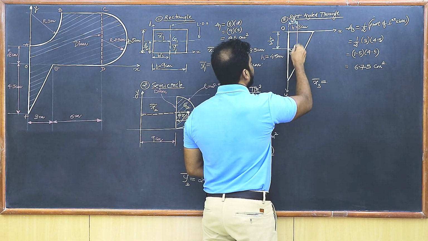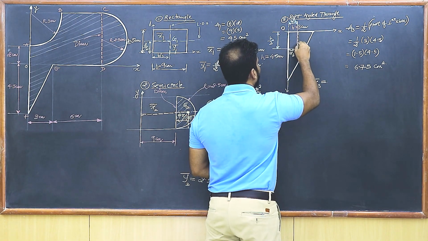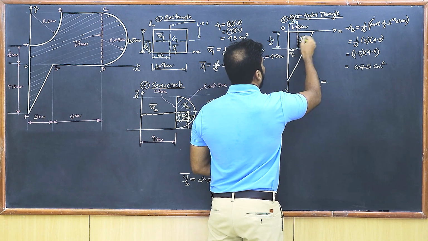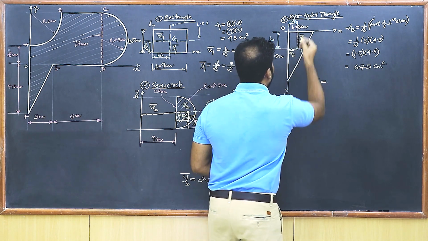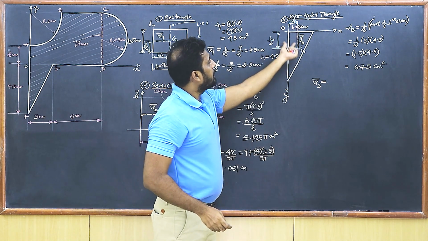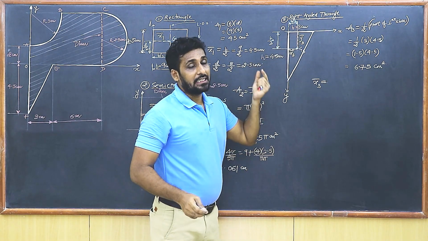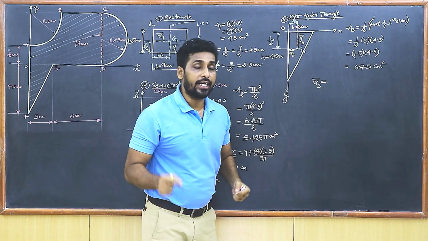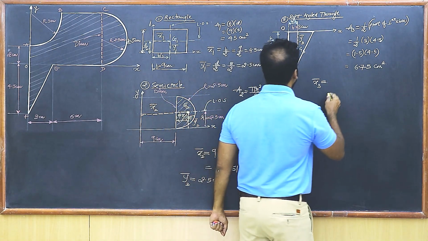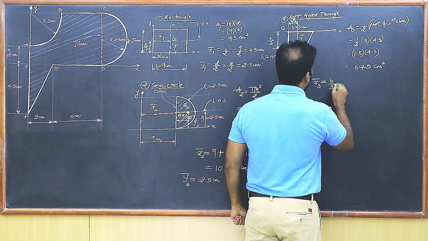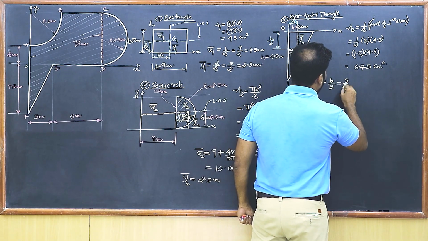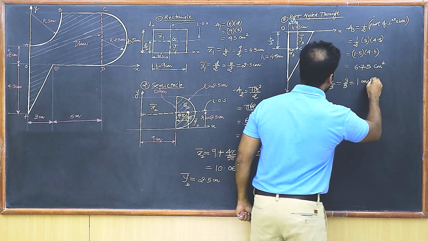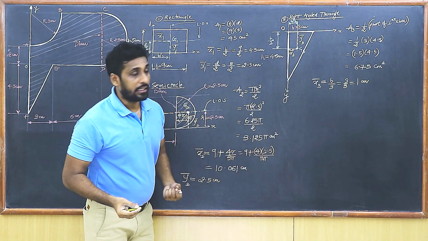So that's x3 bar, and you can have the distance of the centroid from the x-axis, that's y3 bar. So what is x3 bar? It is directly b upon 3, isn't it? And since it is the fourth quadrant, x coordinate is going to be positive. So x3 bar is going to be b upon 3. So that's 3 upon 3, which is 1 centimeter, isn't it? So x3 bar is 1 centimeter.